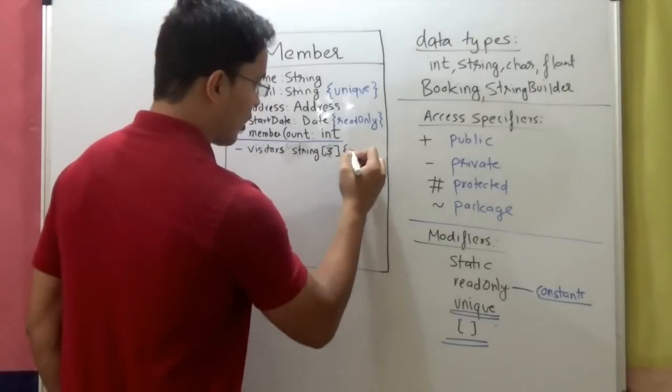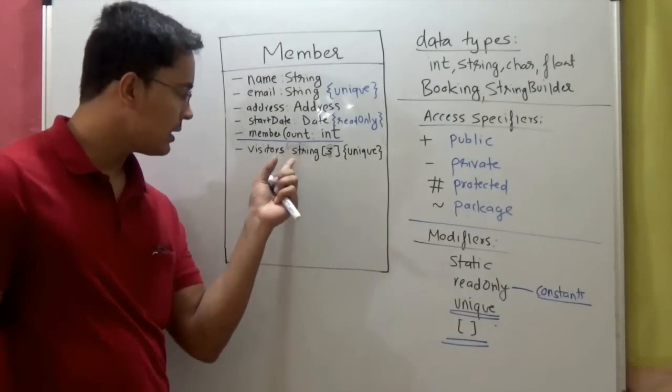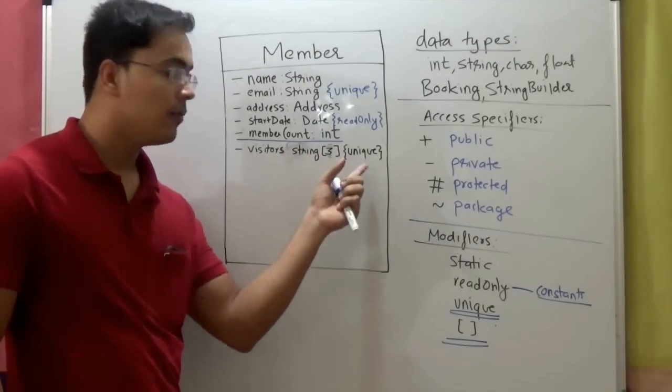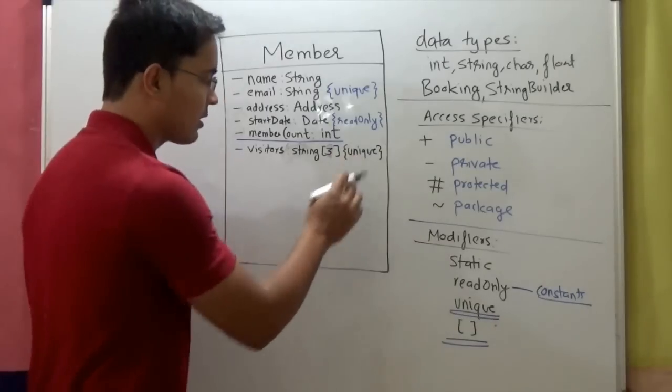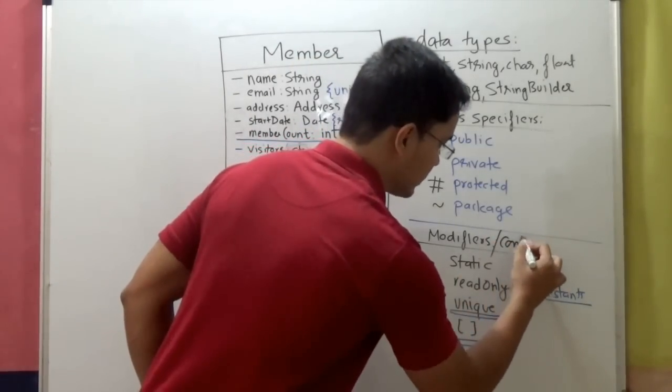Here, you can also use unique. So you can say that all the values inside this visitors array shall be unique. So you can apply this constraint of unique. So we'll say modifiers come constraints.